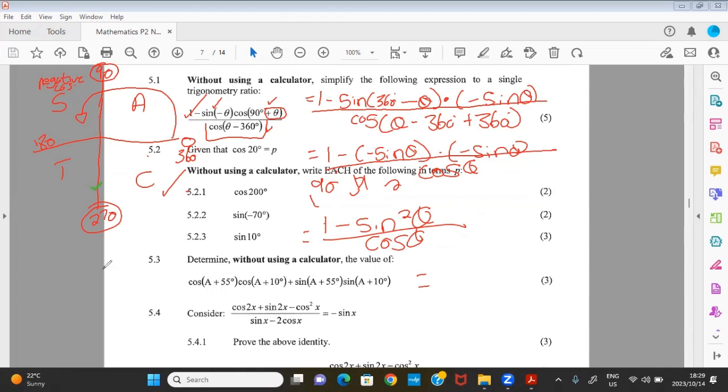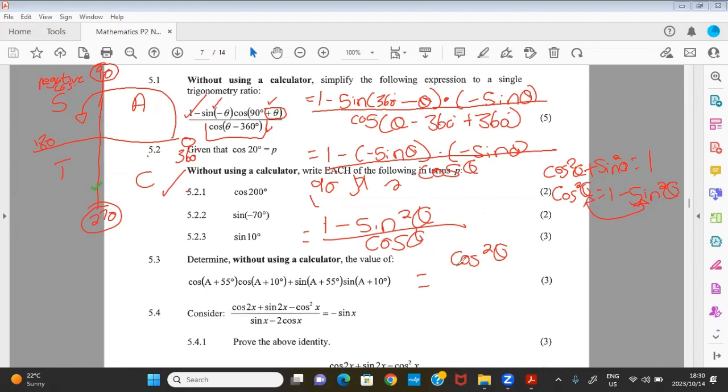Now it takes us to our trig identities. So 1 minus sine squared theta, we can now put it as cos squared theta, from the trig identity of cos squared theta plus sine squared theta equals 1. So making cos squared theta our subject, it is equal to 1 minus sine squared theta. Can we see that movement?